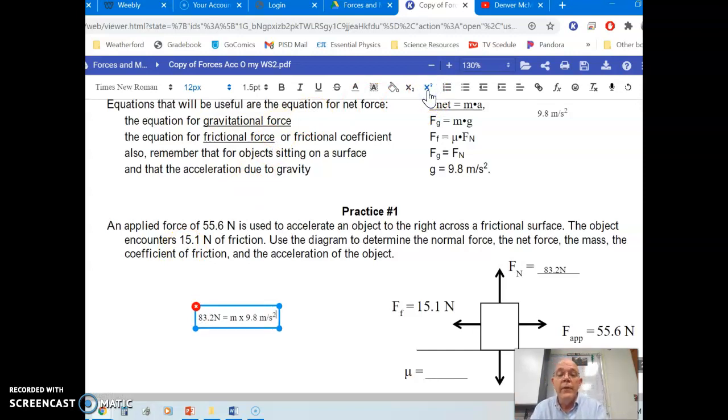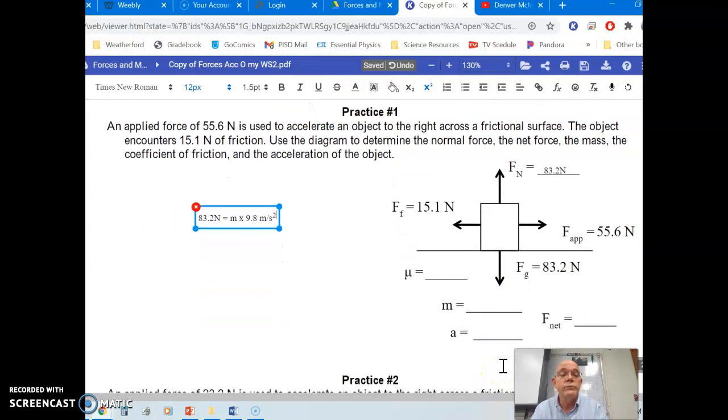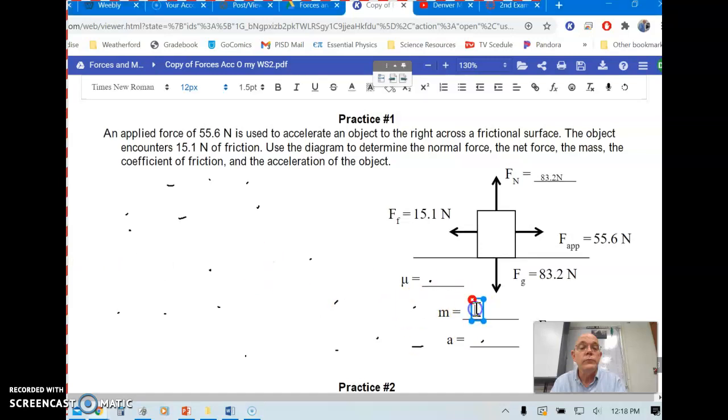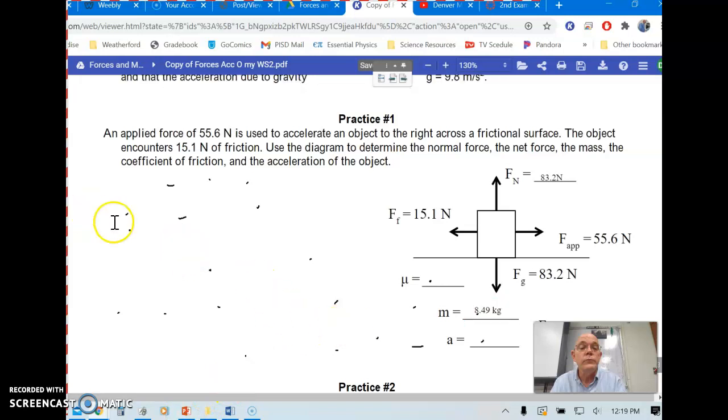So there we go. Now, once you have that, you could solve, divide both sides by 9.8 meters per second squared, and that would give you the mass. So once you divided the one we just did up there, you should have ended up with 8.49 kilograms.